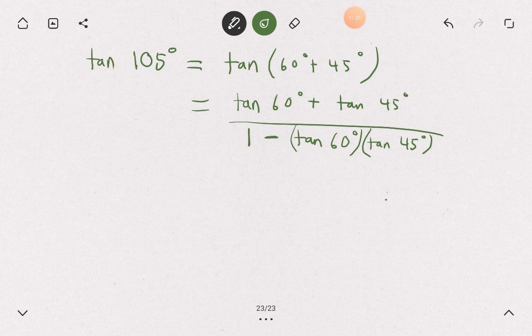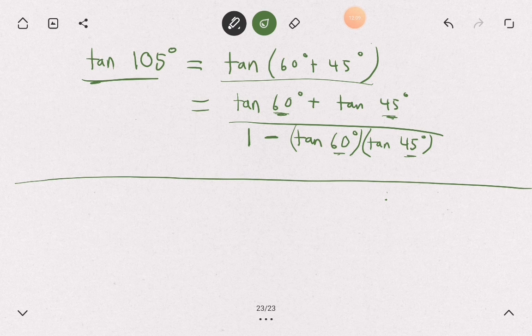I'm not going to show you the answer, in the interest of time. But notice that we cannot find tangent 105 without a calculator. If we break it up like this, we can find it, because 60 and 45 are special angles that we already know the sine, cosine and tangent of. All right, let's just go to the next page.